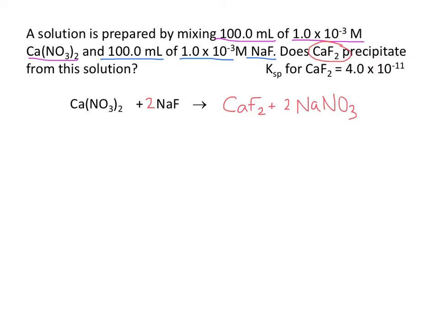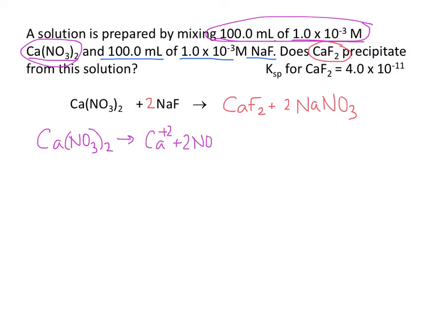Let's first look at just the calcium nitrate part of this, the 100 milliliters of the 1 times 10 to the negative third molar. So just the calcium nitrate part. When I made that calcium nitrate solution, essentially I dissolved it in water and put calcium and nitrate together. So if I had 100 milliliters of this 1 times 10 to the negative third molar calcium nitrate, how many moles of calcium and how many moles of nitrate are actually in my beaker?